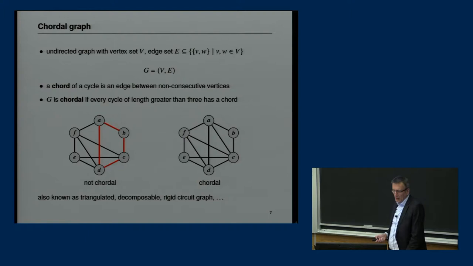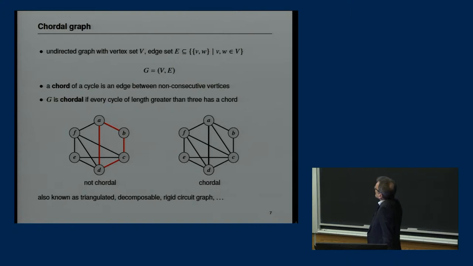A chordal graph is an undirected graph that has the following property: every cycle in the graph of length greater than 3 has a chord, which means an edge linking non-consecutive vertices in the graph. So this is not chordal because there is this cycle of length 4, and it doesn't contain a chord. If you add an edge between A and C, for example, then it becomes chordal, because now for every cycle of length 4 or more, you can always take a shortcut using a chord. So every cycle can be shortened by taking a shortcut to a triangle.